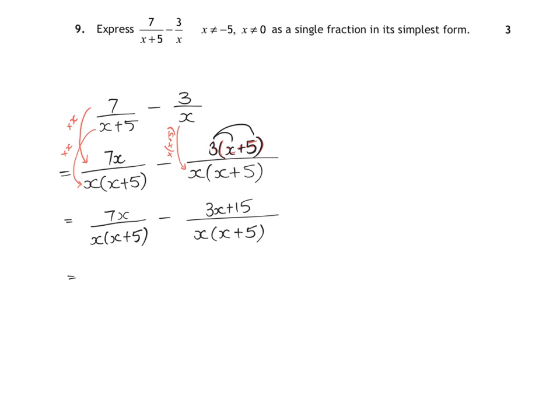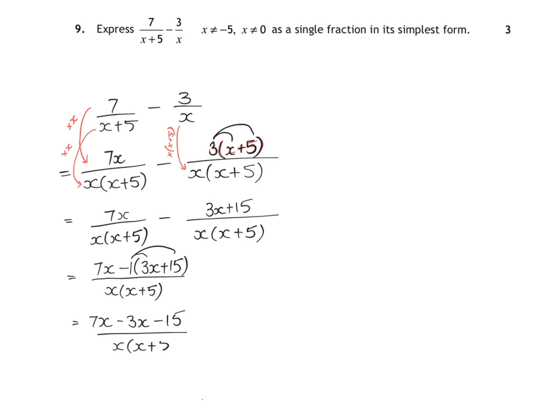Now we're combining it into one fraction. Because our denominators are the same, we can just combine the top two bits. So we get 7x, and then we're taking away this whole second bit. This is where we need to be careful, because otherwise our signs are going to be wrong and we're going to get a mistake. So we get 7x, that's like minus 1 times that bracket. So minus 1 times 3x, minus 3x, minus 1 times 15, minus 15, all over x times x plus 5.